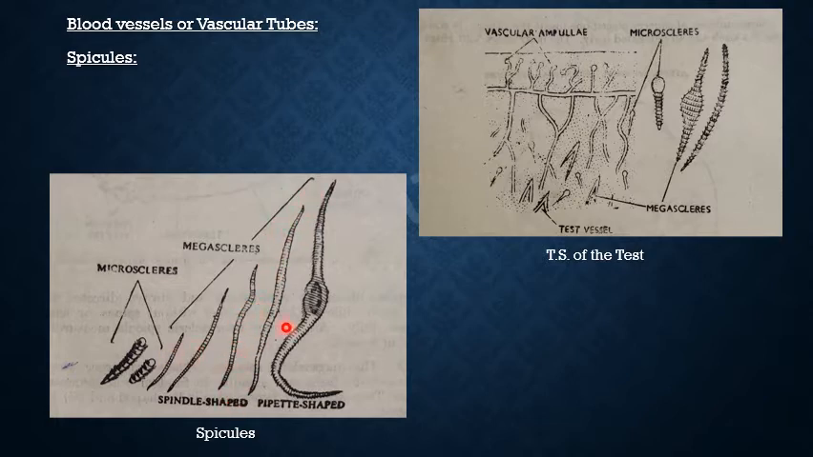And the microscleres, you can see they are just like an awl pin which has a knob at the tip, and the pointed end is directing downwards. So this was a general explanation of the types of spicules, which are microscleres and megascleres.